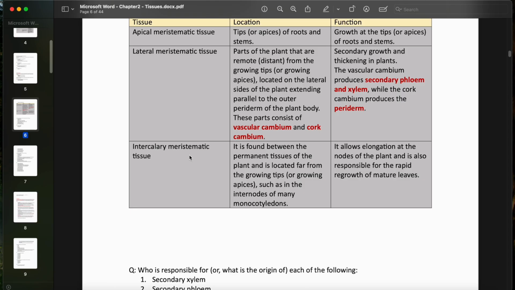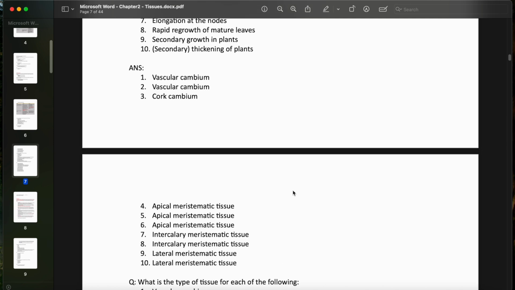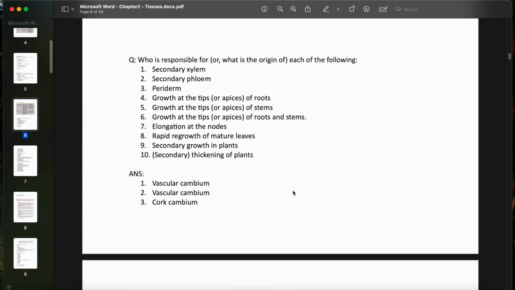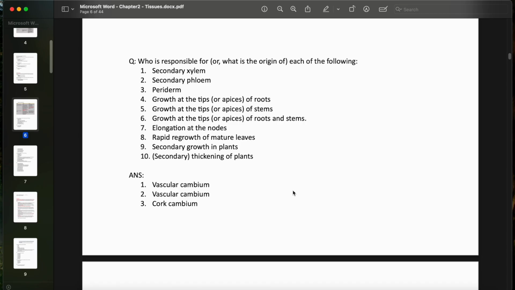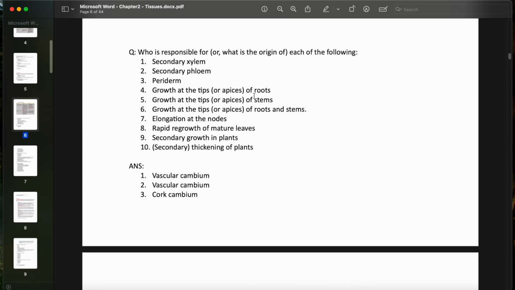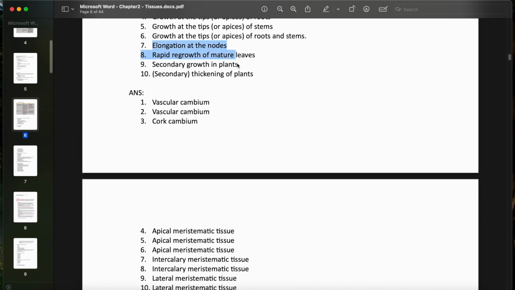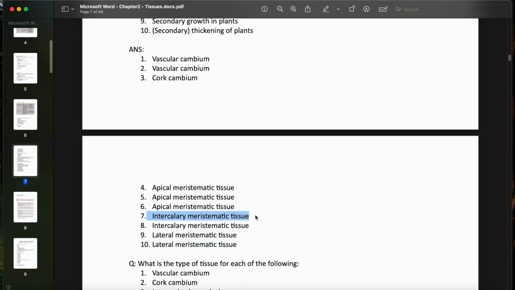Finally, the function of the intercalary meristematic tissue is going to be elongation at the nodes of the plant and is also responsible for the rapid regrowth of mature leaves. Here we're going to have really important stuff. We're going to have the growth at the tips or apices of the roots. Who's responsible for that? We just mentioned it. We said it's the apical meristematic tissue. Okay? For example, elongation at the nodes. Who's responsible for that? It's the intercalary meristematic tissue.